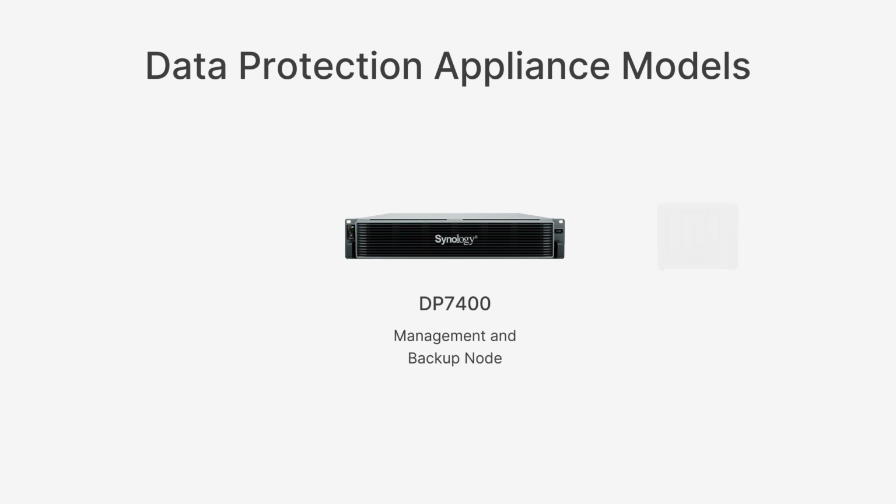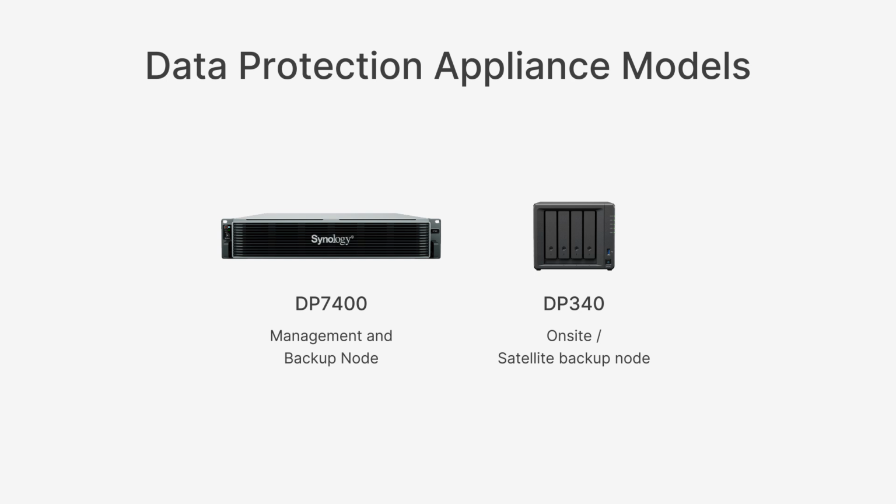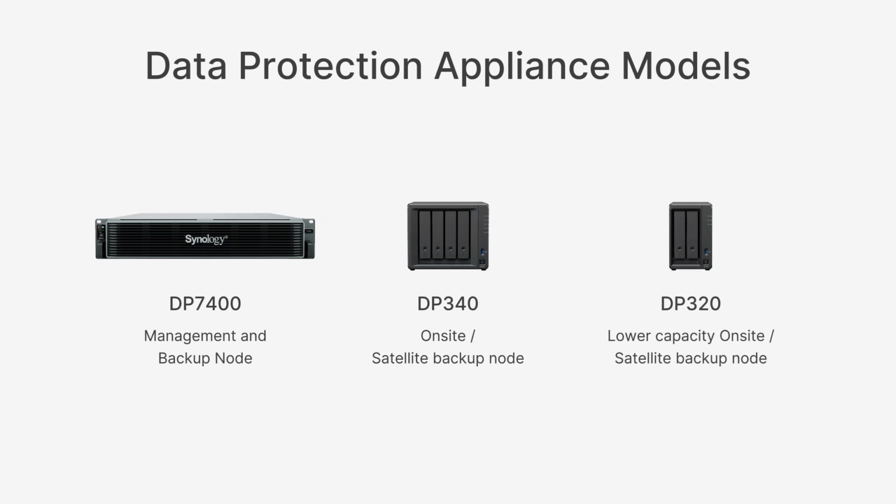There's 2 other devices in the lineup, the DP340 and the DP320, a 4-bay and a 2-bay device respectively. These devices are intended to be utilized at your satellite locations that might have smaller data loads. You can place these DP desktop devices at those sites and control their backups centrally from your DP7400.